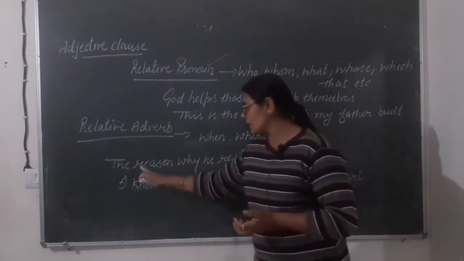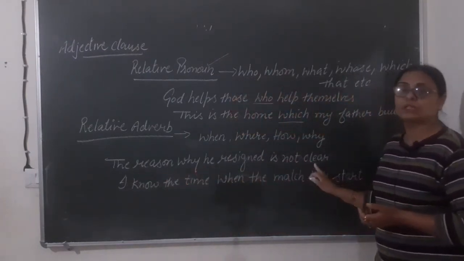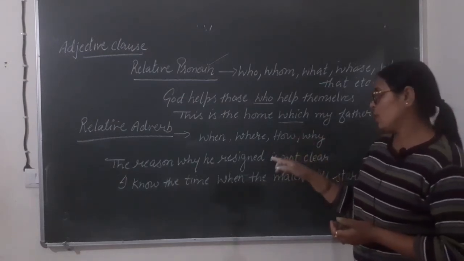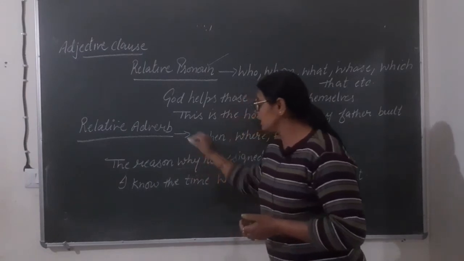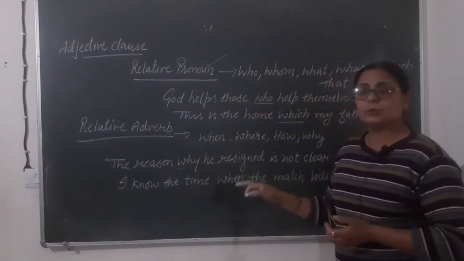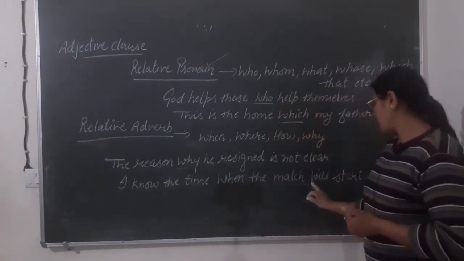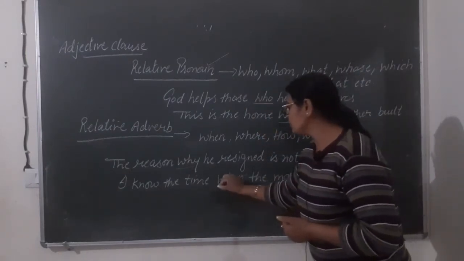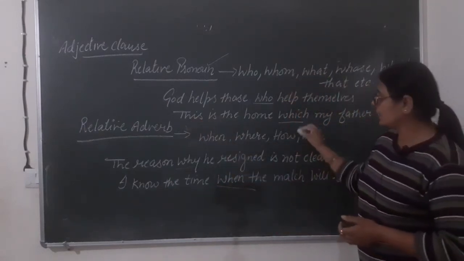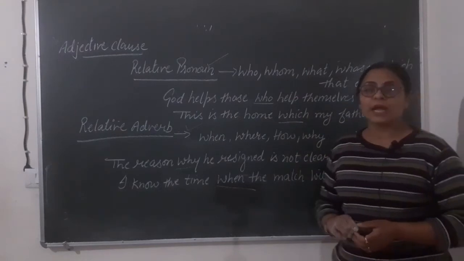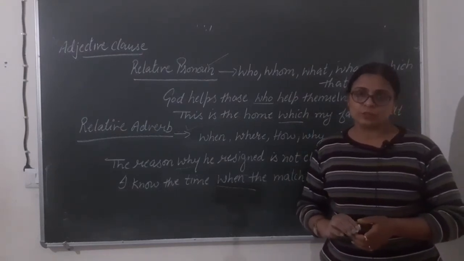For example, two examples I have taken here. The reason why he resigned is not clear. Here why is actually the adverb which is qualifying the noun. Fine. I know the time when the match will start. Here when is also working as a relative adverb, and that will also help to identify adjective clause. Now we will see how to identify adverb clauses.